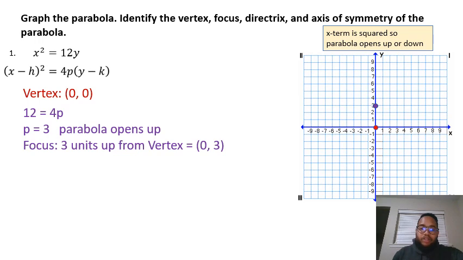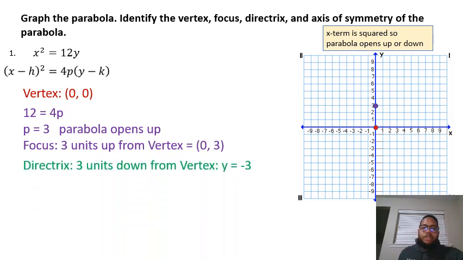Now to get the directrix, you're going to go 3 units in the opposite direction. And since this opens up, the directrix, which runs tangent to the vertex, is going to be horizontal. So you're going to have a horizontal line, which is usually y equals, and it's going to be y equals down 1, 2, 3. Y equals negative 3.